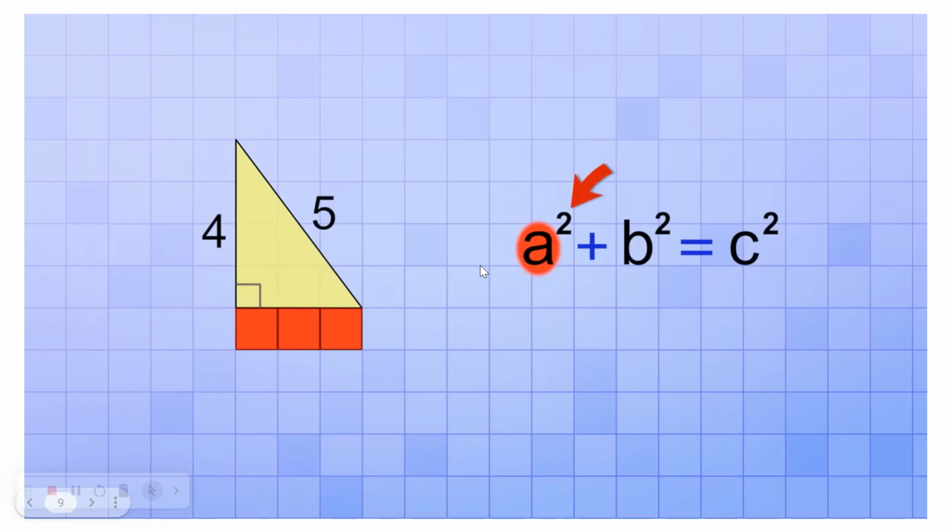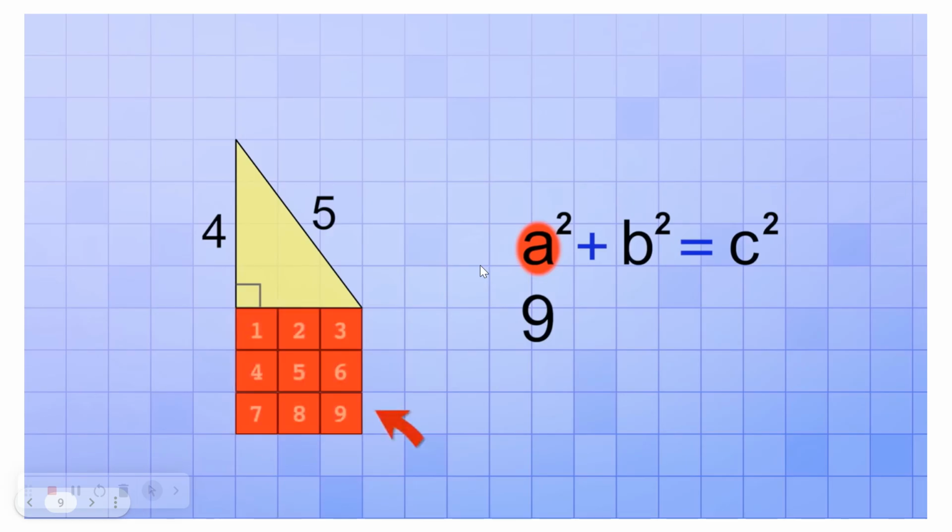Well, in arithmetic, squaring 3 means multiplying 3 times 3, which equals 9. And the geometric equivalent of squaring something actually results in a square shape. As you can see, this square contains 9 unit squares. So this red area represents the value a squared in the Pythagorean theorem.